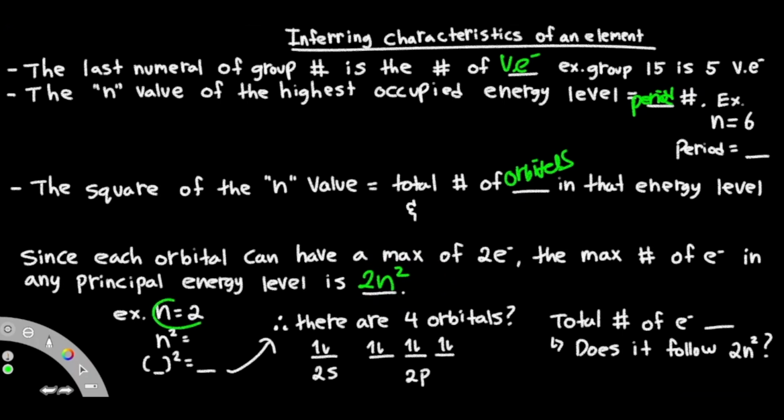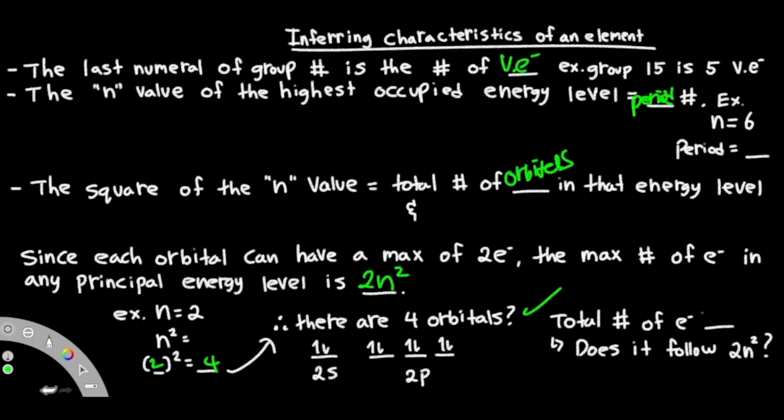Let's give an example. If n is equal to 2, let's put our 2 there, gives us 4. There are 4 orbitals based on what we see. Let's prove it. Is that true? Well, for n=2, it only has 2s and 2p. There's no 2d or 2f. So you end up getting this many orbitals: 1, 2, 3, 4. Total number of orbitals is 4. So it turns out to be true.